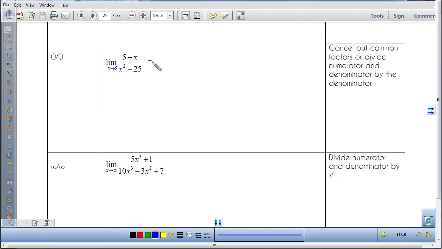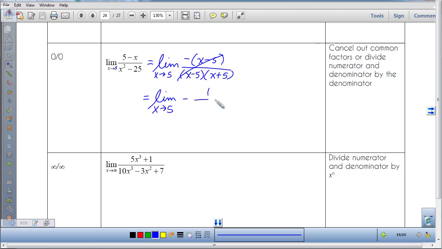For this one, I believe we can just factor. So we're going to look at the limit as x approaches 5, and I'm going to factor out a negative to turn this around. So we get negative x minus 5 over x minus 5 times x plus 5. Of course, the x minus 5s cancel out. And so now we're looking at the limit as x approaches 5 of negative 1 over x plus 5. And of course, we can plug in 5 now, and we end up with negative 1 over 5 plus 5, or 10. So we were able to evaluate that limit. Hopefully this is bringing back some memories from Calculus 1 for you.